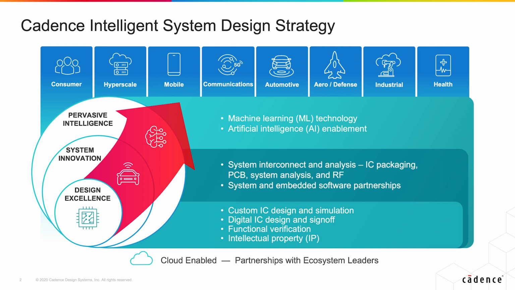So we have this intelligent system design strategy. You can see there are various interlocking circles here, lots of bullet points that might not mean much to you. I'm going to come back to this slide again at the end. Hopefully by then you'll have some context and I can talk about it.